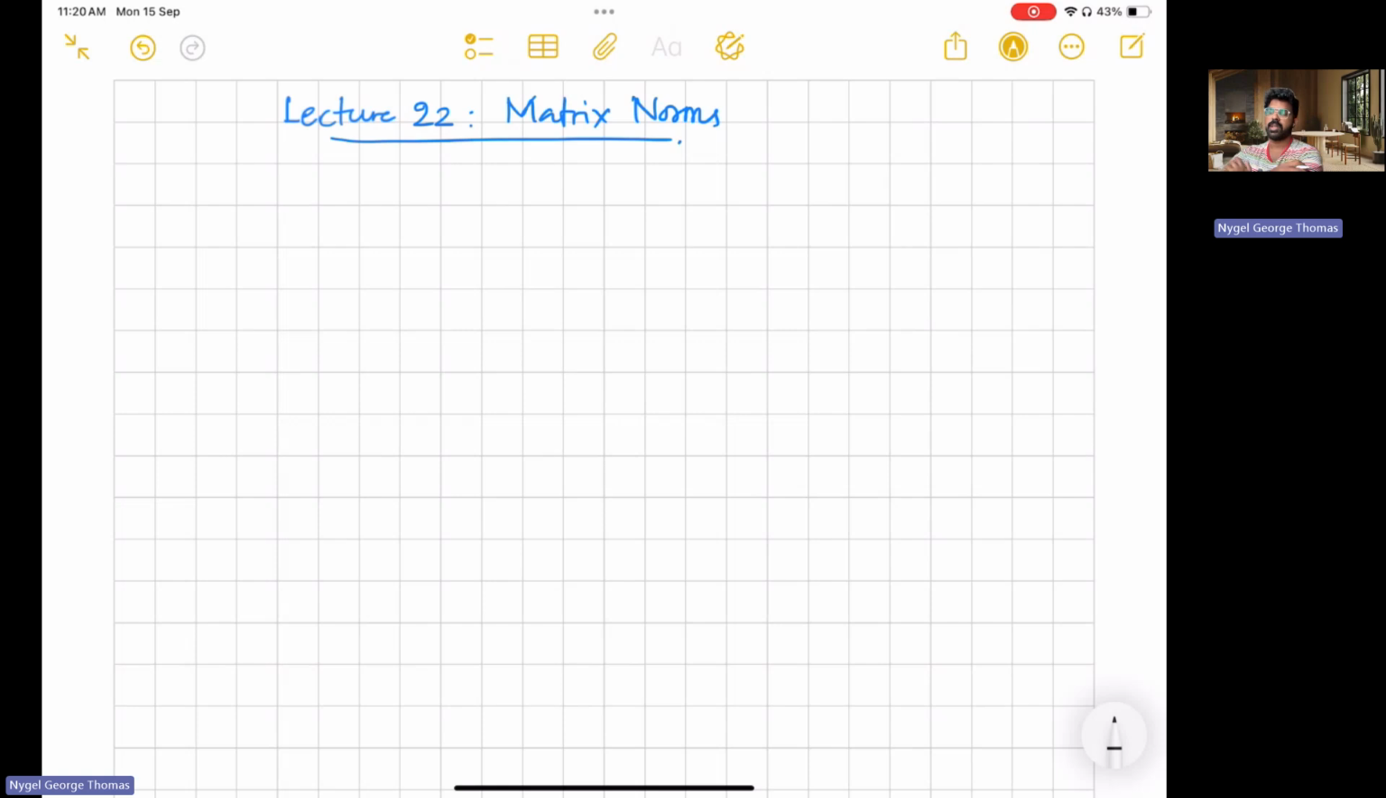In this lecture, we're going to discuss matrix norms. We've already seen vector norms. This is an extension of the idea of norms to matrices. First of all, what we're discussing in terms of matrix norms is applicable to square matrices, so the definition which we're using will be for square matrices.